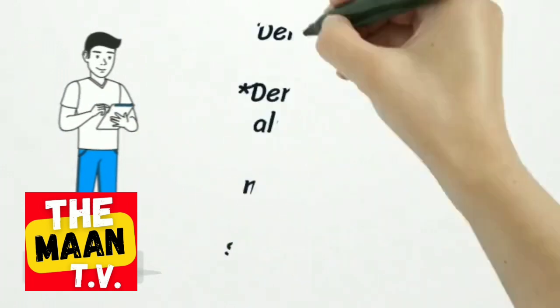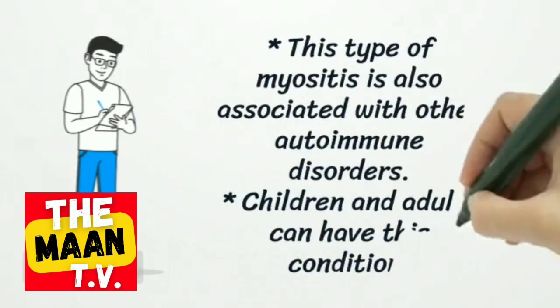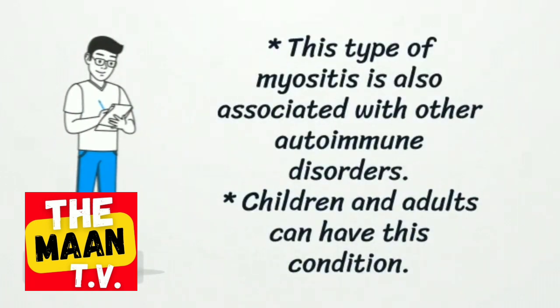Dermatomyositis (DM). Dermatomyositis is also an idiopathic inflammatory myopathy (IIM), but has additional symptoms that affect the skin. This type of myositis is also associated with other autoimmune disorders. Children and adults can have this condition.